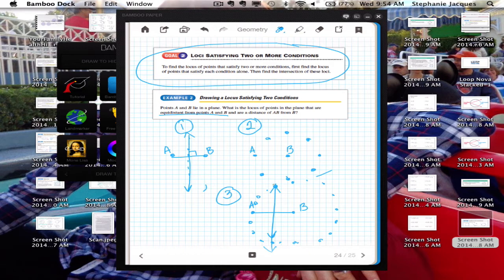So the locus of points, and we can name this C and D. So those are the two. Those are the loci because they satisfy both conditions. They not only satisfy equidistance from A and B, but they also satisfy distance from B all the way around in that circle. So C and D would be your loci.